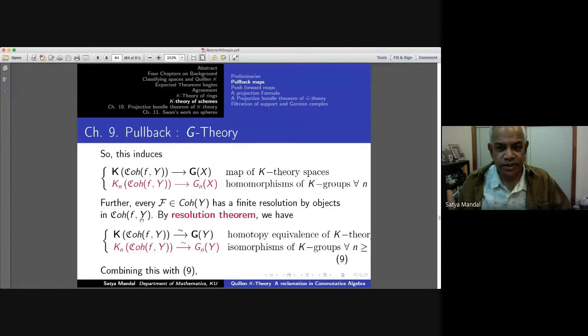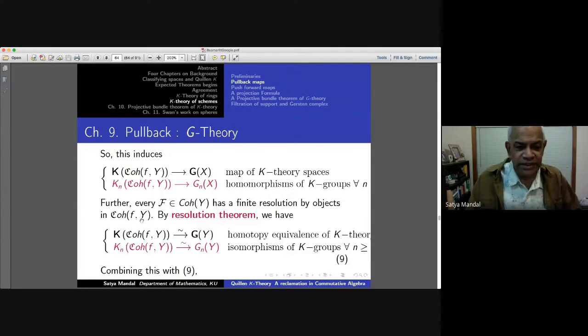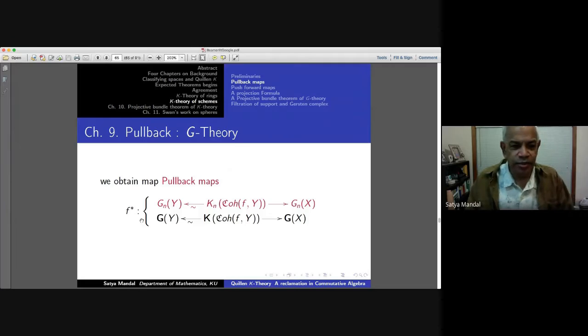Okay, objects in this subcategory. So by the resolution theorem, these two groups are isomorphic, and the map of the K-theory spaces is an equivalence. So I can combine these two maps, and I have a map from Gn of Y to Gn of X.